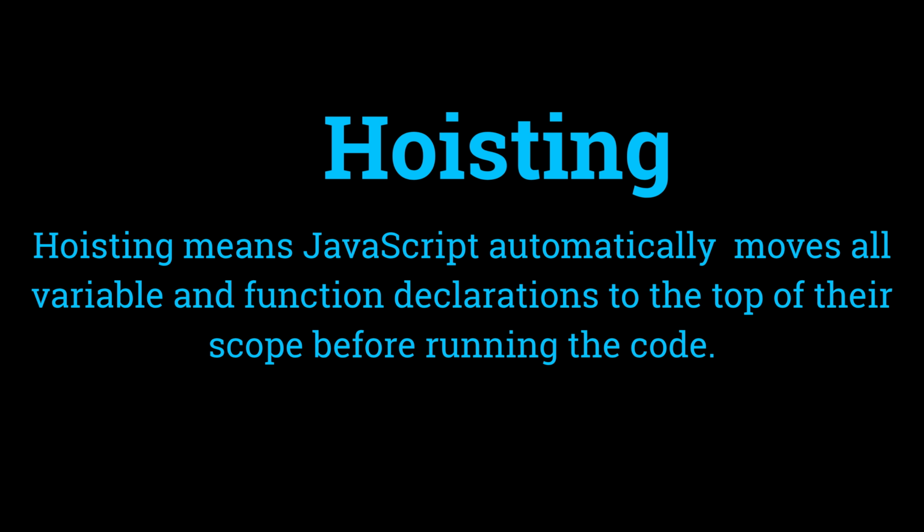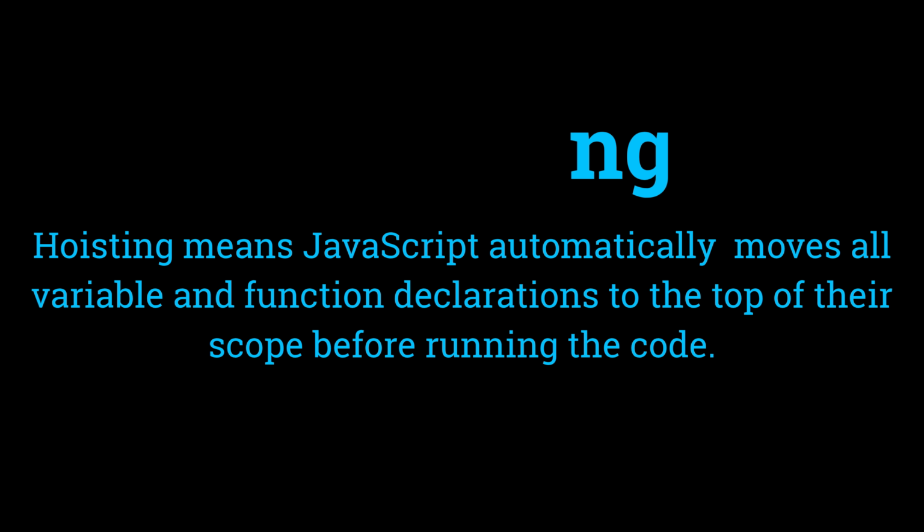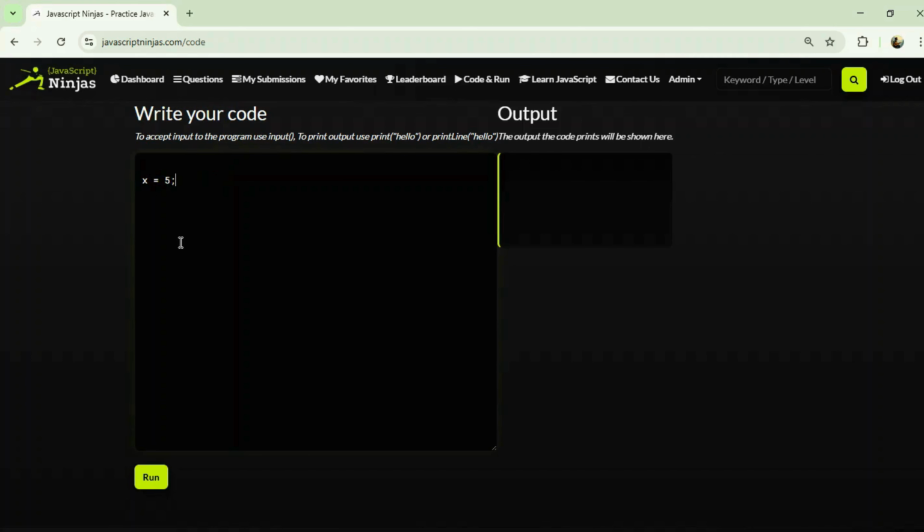In simple words, hoisting means JavaScript automatically moves all variable and function declarations to the top of their scope before running the code. Let me show you a simple example, and you'll see exactly how it works. As you can see here, I first assign a value to x and then print it. After that, I declare the variable with var.